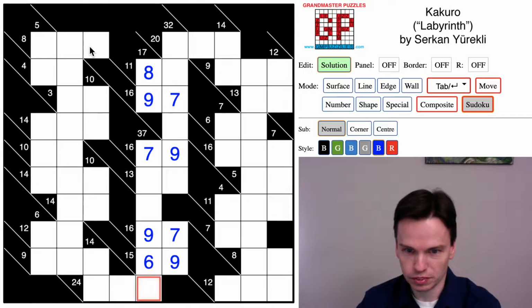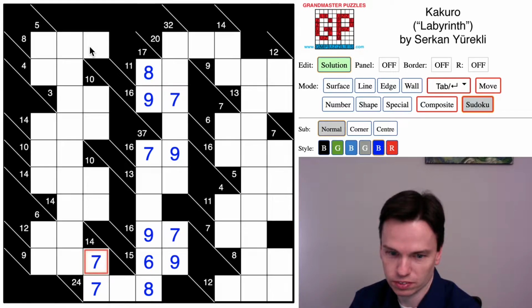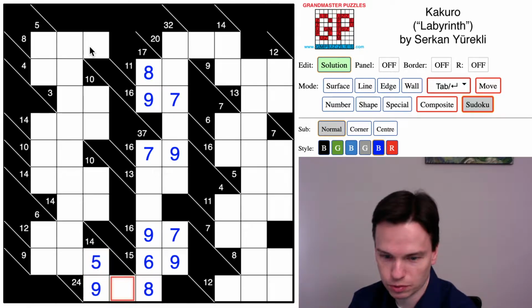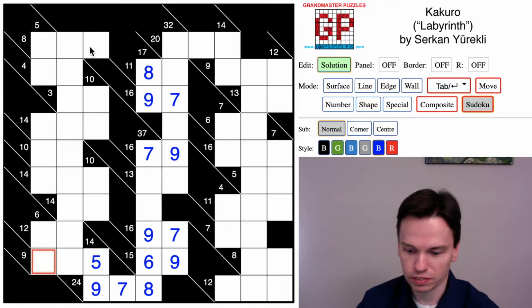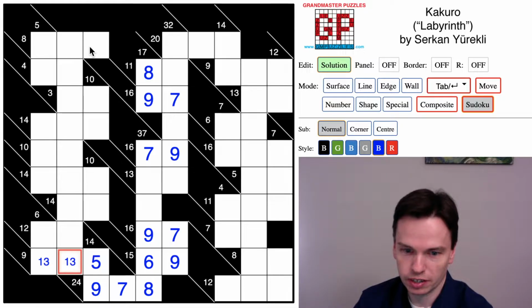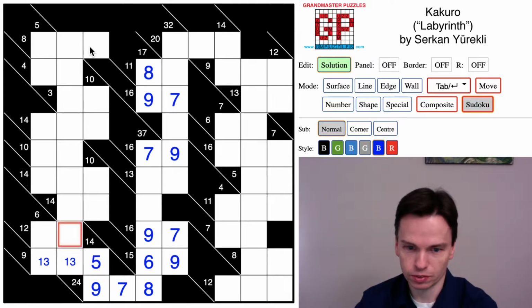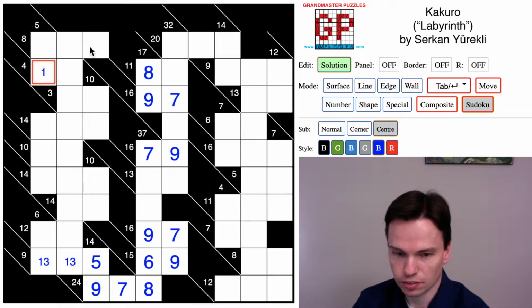I'm seeing for the labyrinth path that I'm now intersecting this 24 clue, which is normally 7 plus 8 plus 9, and 7 and 9 are above in this column, so the 8 is on the far right. A 7 would put another 7 right above it, which is impossible because we can't repeat digits in this particular puzzle. So we're going to get a 5, which leaves behind a sum of 4 in 2 cells, which is 1 and 3. Got this 1 and 3.